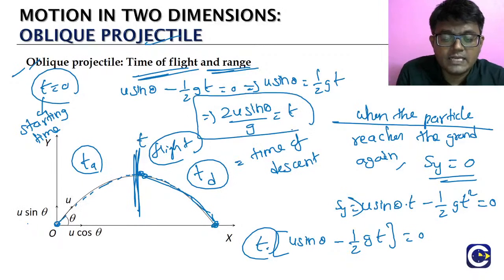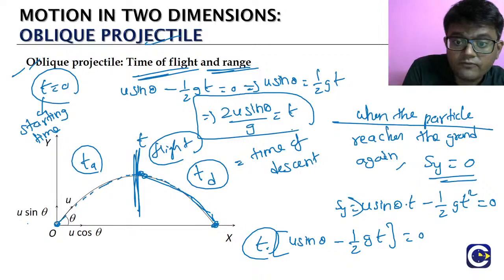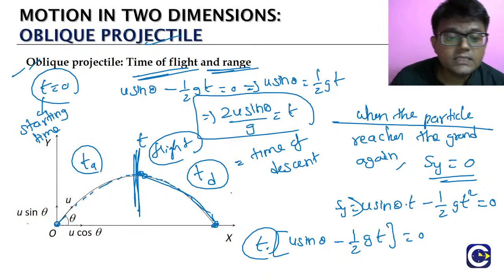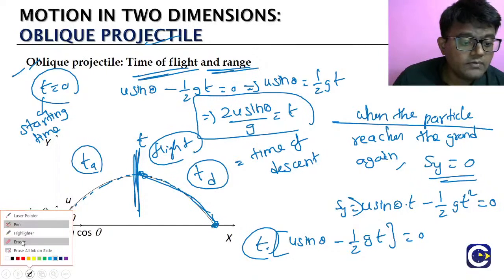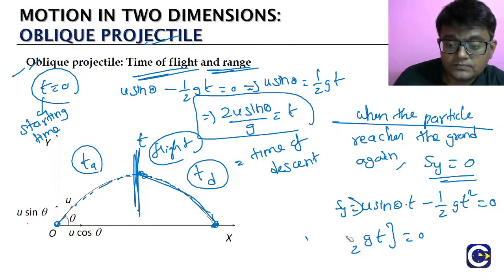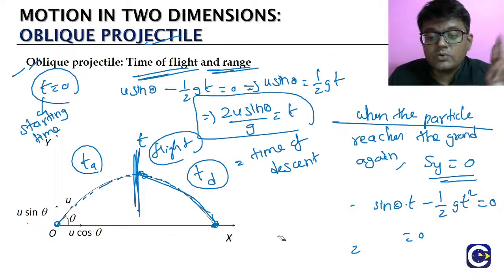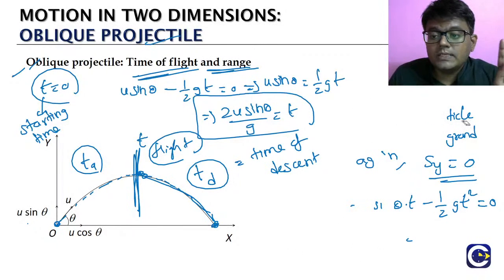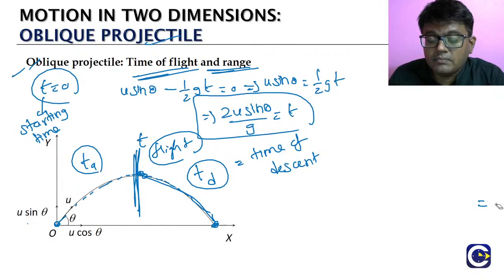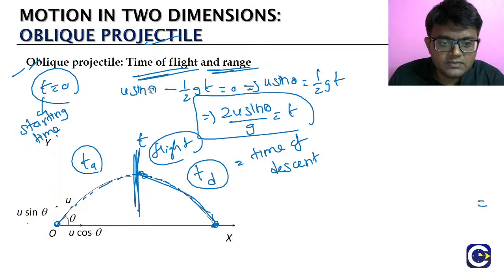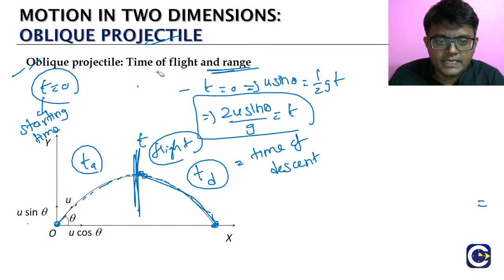T. This is our time of ascent. Sorry, time of flight. This is the time it takes for the vertical displacement to again become 0. Vertical displacement will be 0 at two time values. It is 0 when you are starting the journey, at t is equal to 0. Then it becomes 0 again at how much time? 2u sin theta by g. Here is the important point.